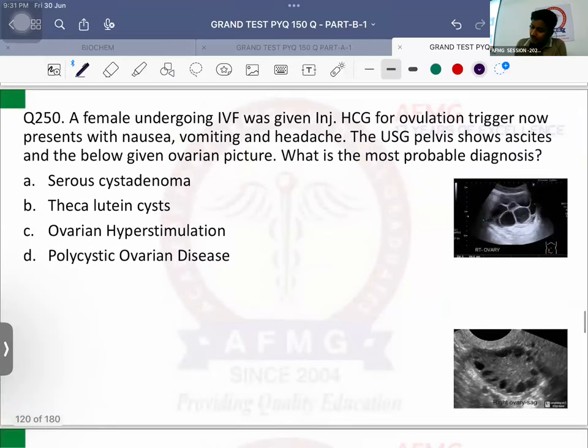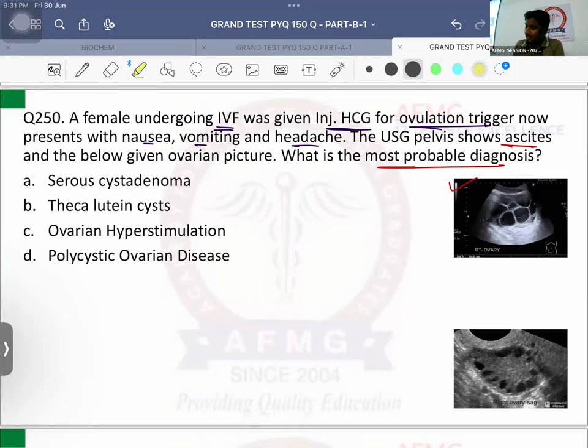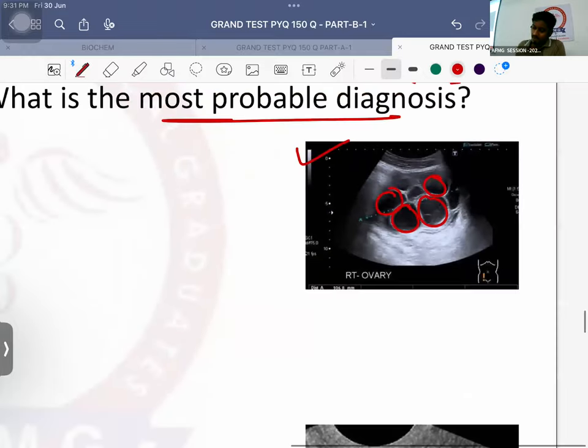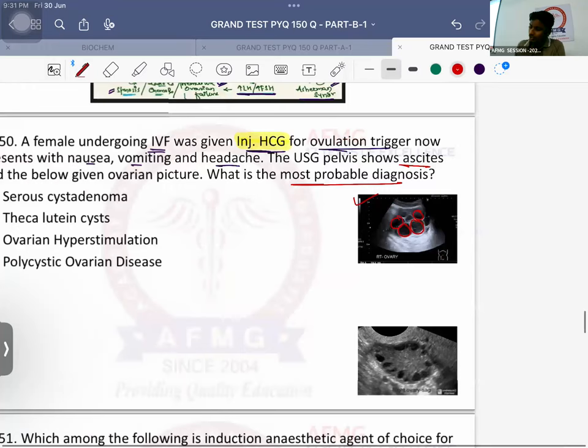Important is question number 250. A female undergoing IVF was given an injection of HCG for ovulation trigger. Now presents with nausea, vomiting, headache. Ultrasound pelvis shows ascites and the below given ovarian picture. What is the most probable diagnosis? So in a case of IVF, when we are giving an injection of HCG, HMG or clomiphene citrate, after which multiple follicles will develop, they become big in size. That is a case of ovarian hyperstimulation syndrome.